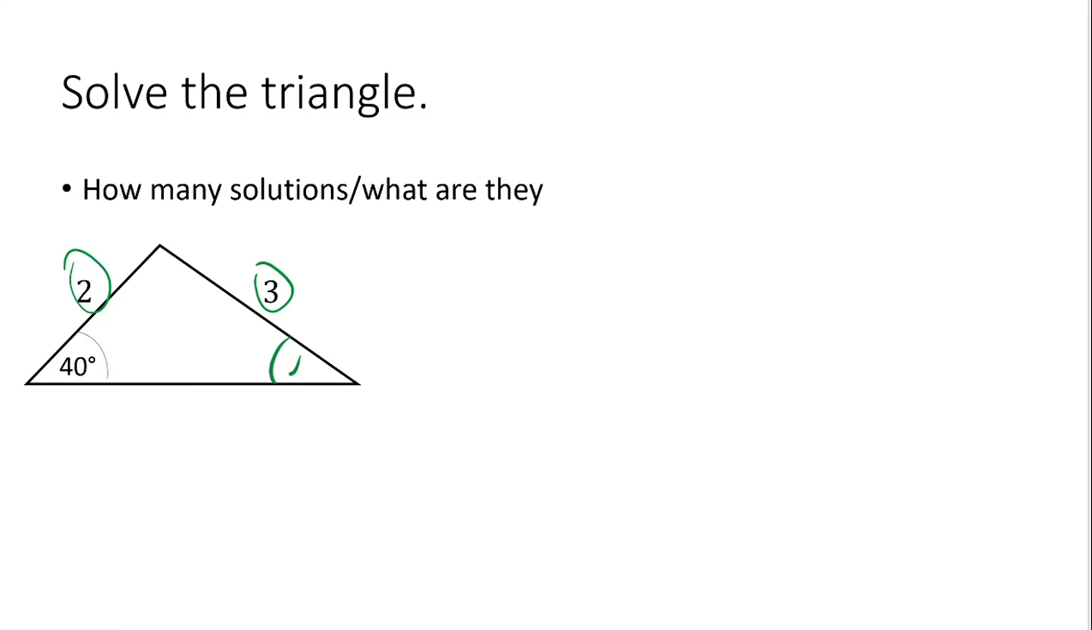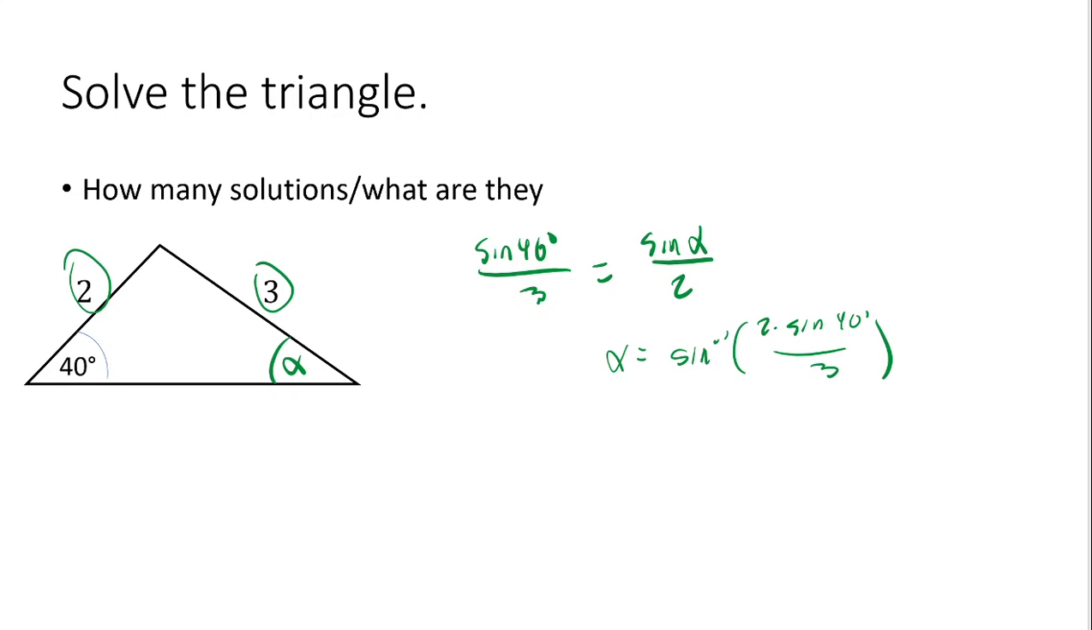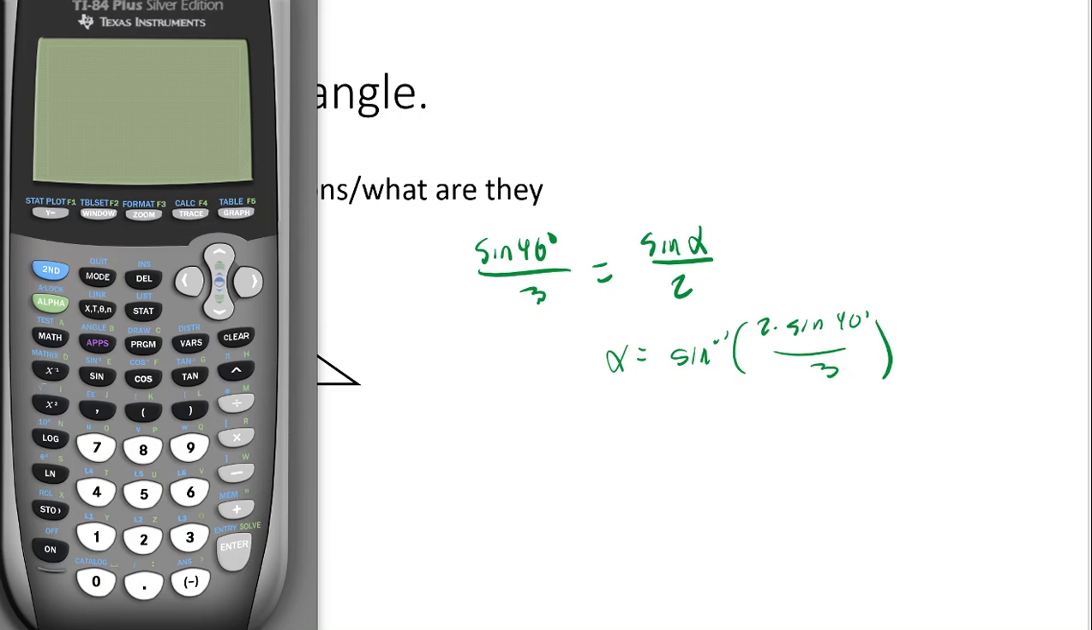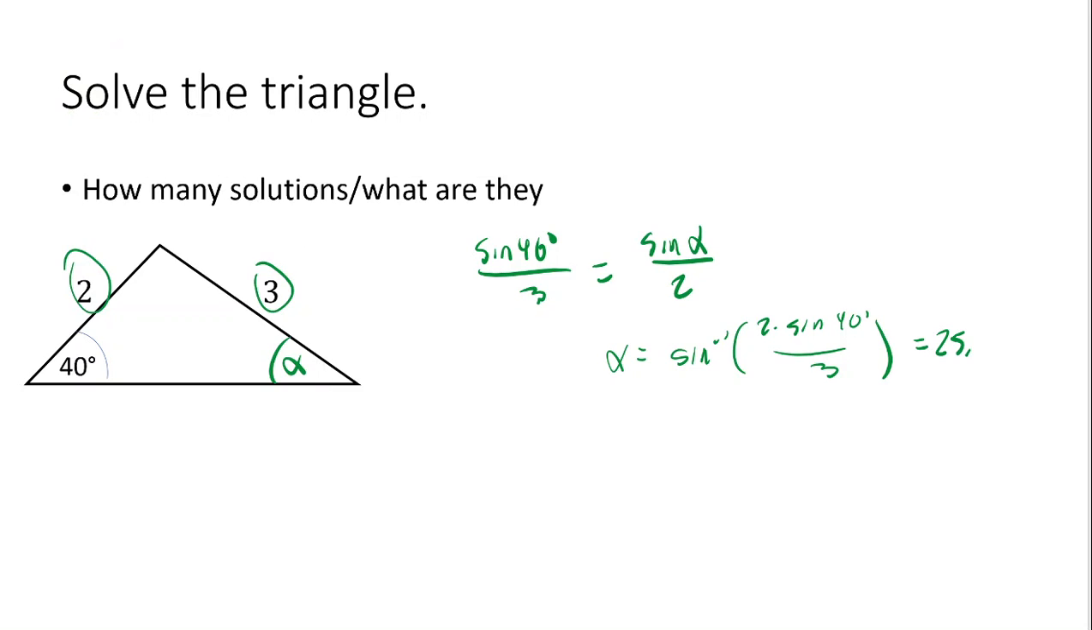So if we wanted to find this angle, we would say the sine of 40 degrees is to the side length 3 as the sine of angle alpha is to 2. And so we solve this for alpha. It's going to be the inverse sine of 2 times the sine of 40 degrees divided by 3. What's that? I don't know. The inverse sine of 2 times the sine of 40 degrees divided by 3 is 25.37 degrees.